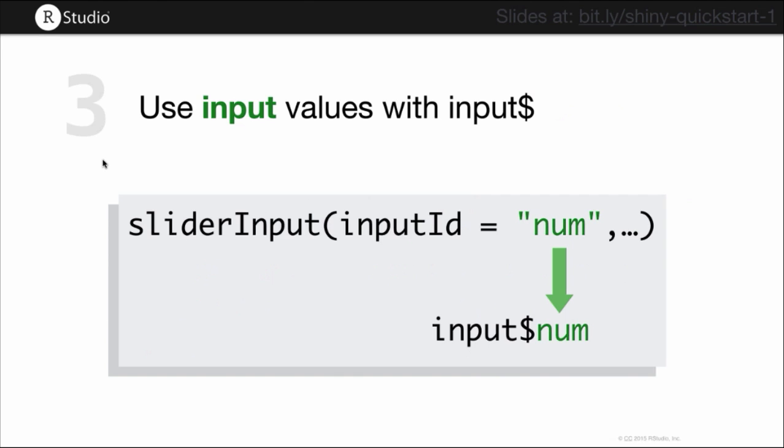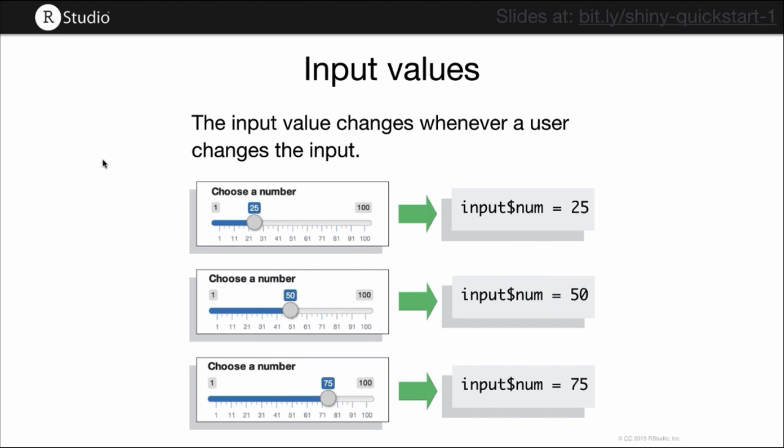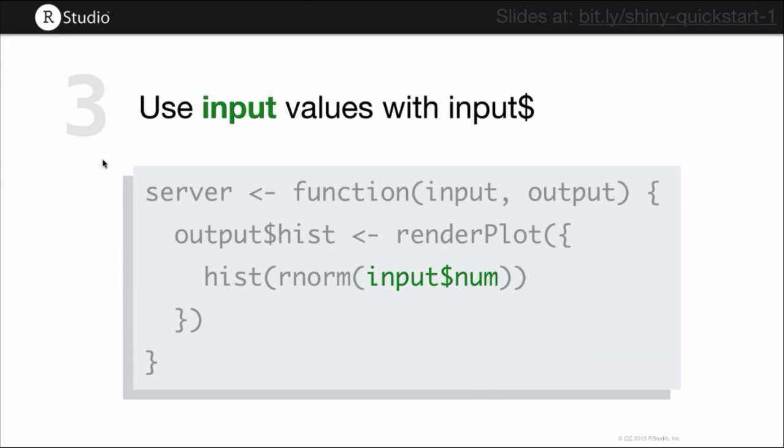If I had thrown in a second slider and gave it the name num2, then I could access its value with input$num2, and so on. These values of the input functions are special because they always show the current value of the input. So when that slider is set at 25, the current value of input$num will be 25. But when the user moves the slider to 50, then the value of input$num will change to 50. And if the user moved it to 75, the value would change again to 75. So when you look up input$num, it'll always show you the current value of the input as set by your user.